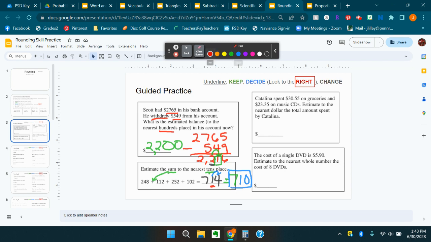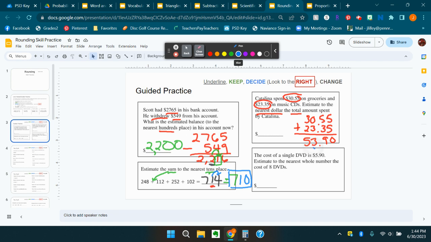In the next example, it says Catalina spent $30.55 on groceries. She spent $23.35 on music. Estimate to the nearest dollar the total amount she spent. Well, if we need to know the total, that means we're going to be adding up our numbers. So first we're going to add $30.55 plus $23.35. When we do that, we're going to get $53.90.